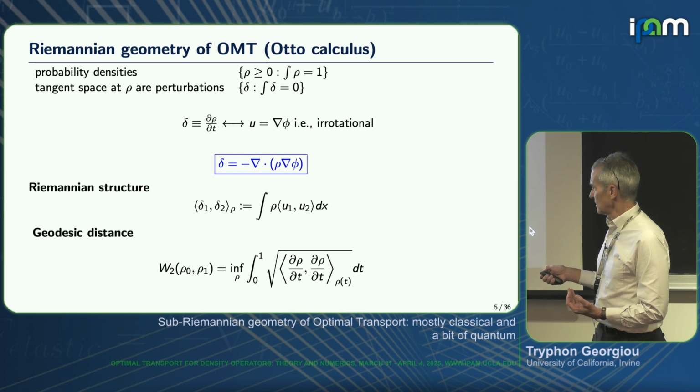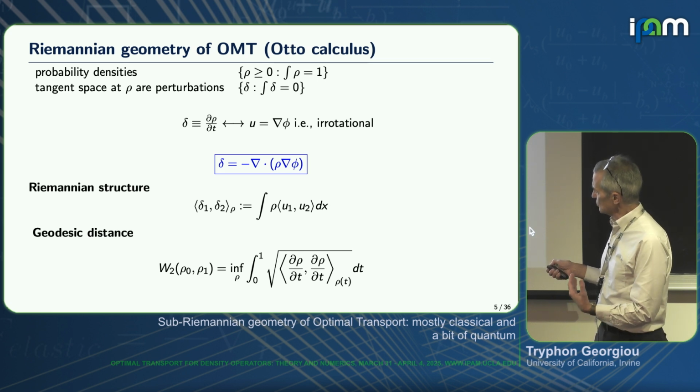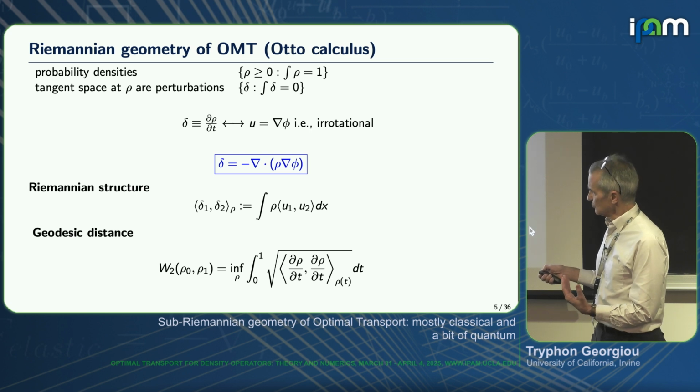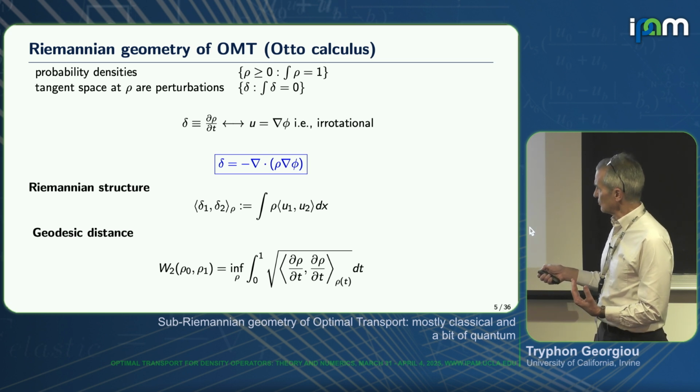So you take the delta and the phi, these are both functions. The gradient of phi gives you, incrementally, the optimal direction to go so that you produce this perturbation. So this is nothing but the continuity equation.